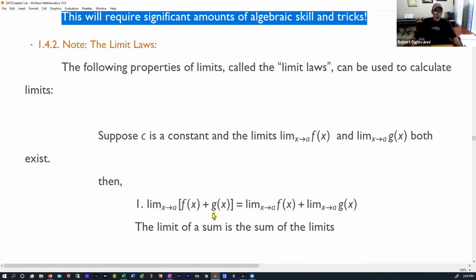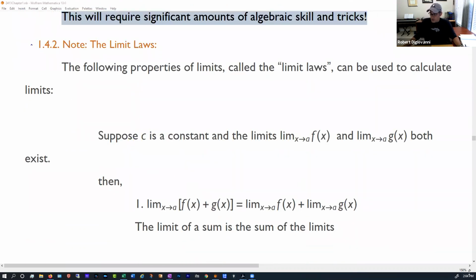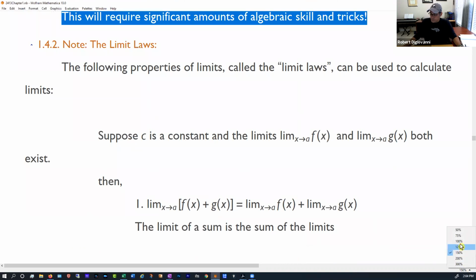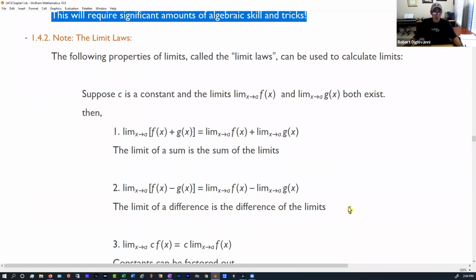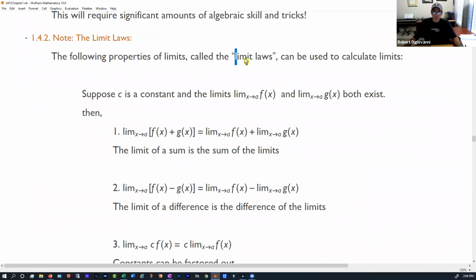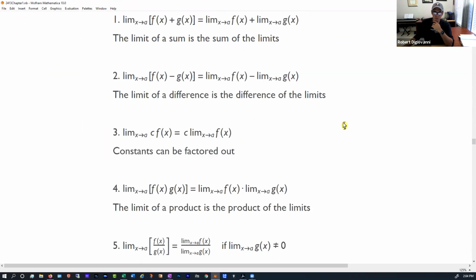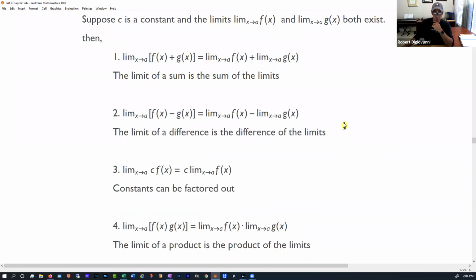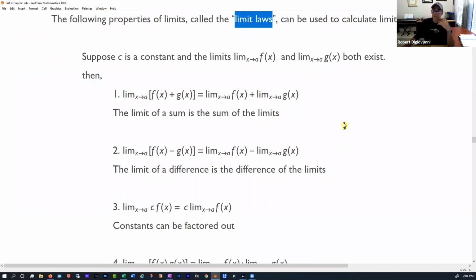All right, so we have a couple of things that we have to get out of the way that are just kind of notation and rules. So we have these things called the limit laws, and they tell you what you're allowed to do and not allowed to do when it comes to limits. And these are really confusing when you first see them because this just looks like a bunch of gibberish. But as we do examples, I'll illustrate these laws.